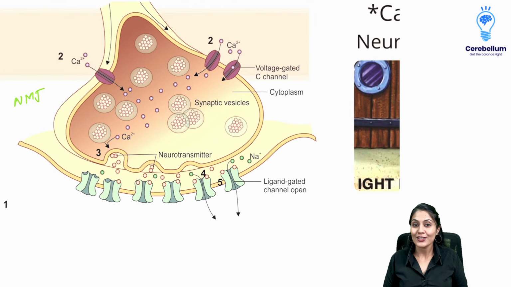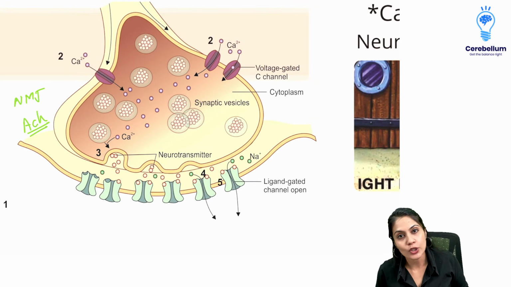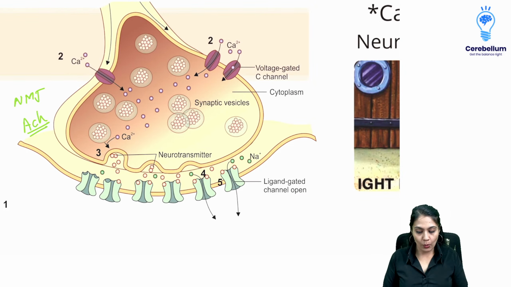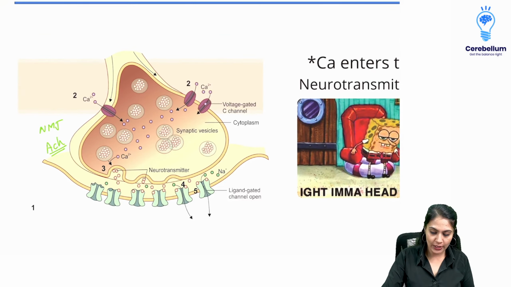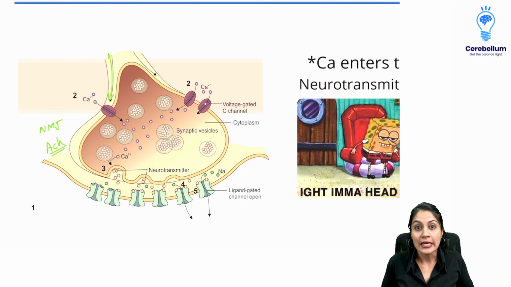At the neuromuscular junction, which neurotransmitter will be released? It is going to be acetylcholine, all right? Now what will happen? See over here. As soon as the action potential comes towards the axon terminal and hits the calcium channel, what is going to happen? The calcium channel is going to open up.